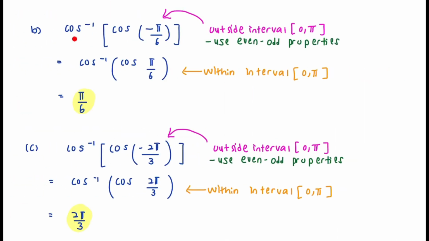Now let's see the second one, inverse cos compose cos negative pi over 6. Again, we need to make sure that this value is inside the interval 0 until pi. However, negative pi over 6 is outside of the interval. Negative pi over 6 is actually here. It is in quadrant 4, where you're not allowed to be.